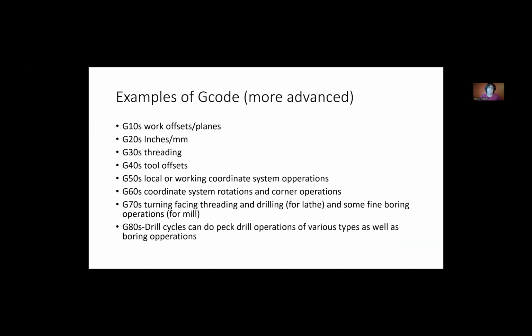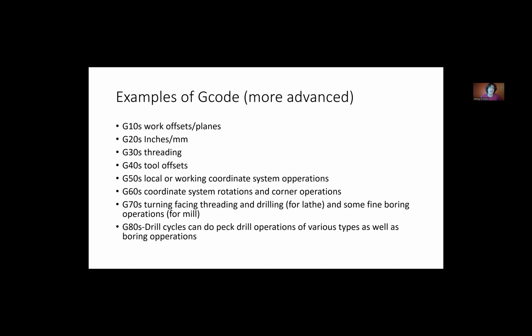Some other G codes. So you have your G10s, which are sort of your work offset planes. Okay, G20s specify your units. Some G30s are for threading. G40s are for your tool offsets usually, although on the Haas machine, it usually calls it out in an H offset for your particular tool height. Your G50s are your work coordinate systems. Okay, so we'll talk a little bit more about what those mean later on when I do the demonstration part of this. But yeah, those basically show where our XYZ origin is that we correspond with the CAM and the actual part.